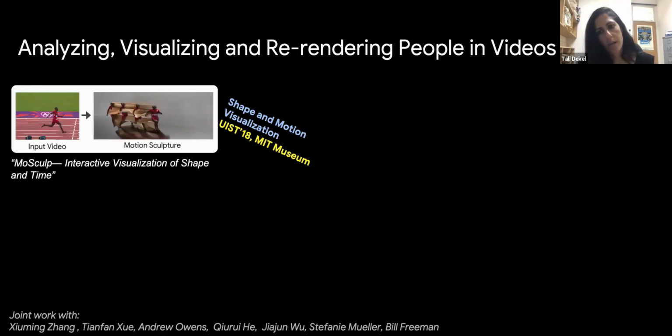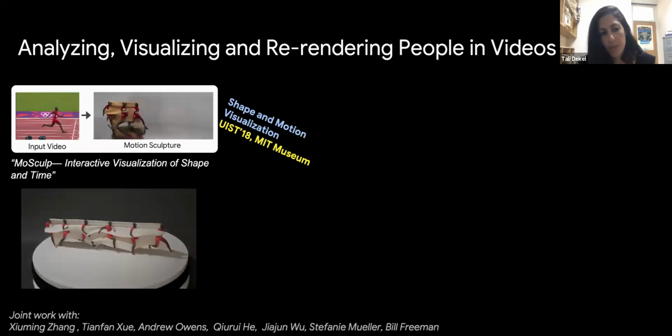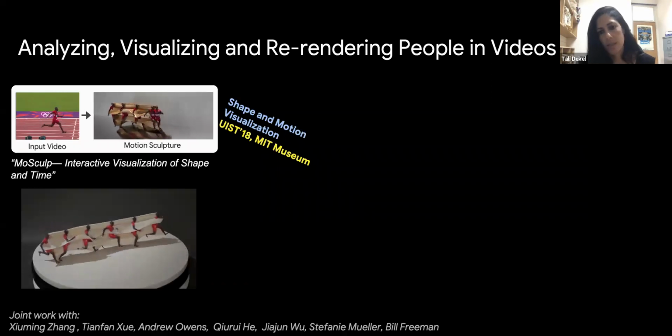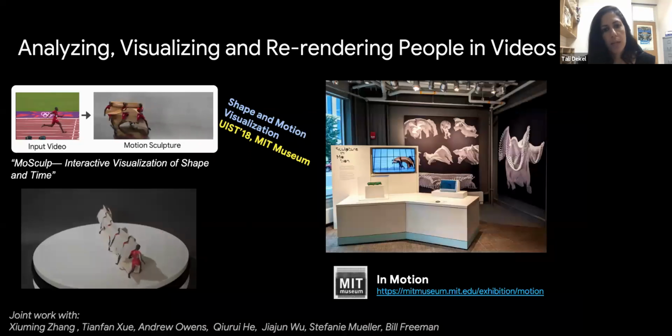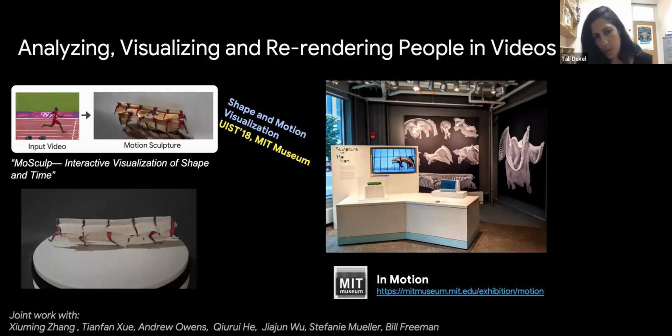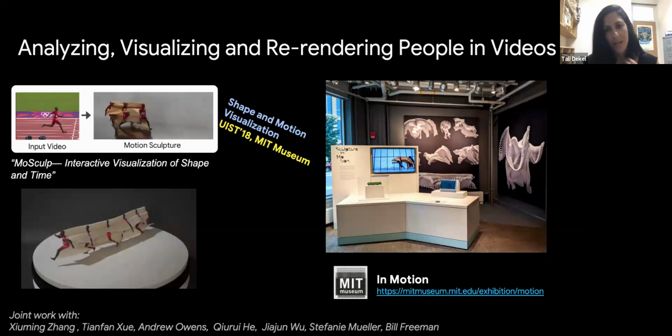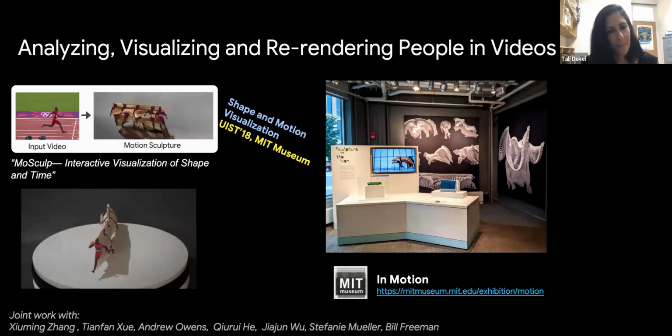And because it's 3D, it provides much more information about shape and motion than what's available to us in the original 2D video. You can also 3D print a motion sculpture and explore it from any viewpoint that you want. And this work is also presented in a new exhibition in the MIT Museum. It is now closed because of COVID, but I hope it will be reopened again.